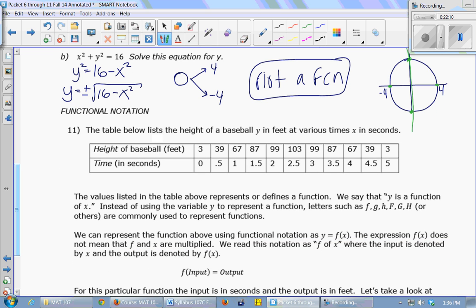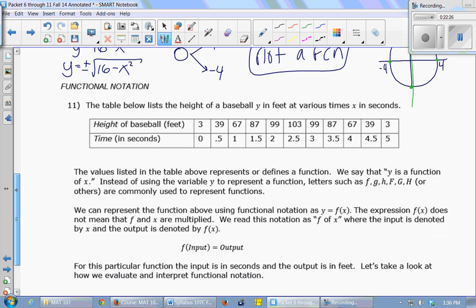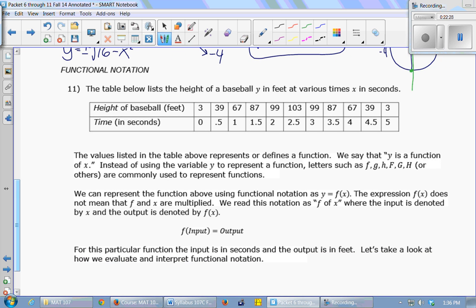Okay, here's a big thing. We're going to use this notation for the rest of the semester. It's pretty important. Function notation. Here's a table. It lists the height of a baseball given in feet at various times x in seconds. So we've got time on the bottom here. We've got the height of the ball above there. The values listed represent or define a function. Y is a function of x.